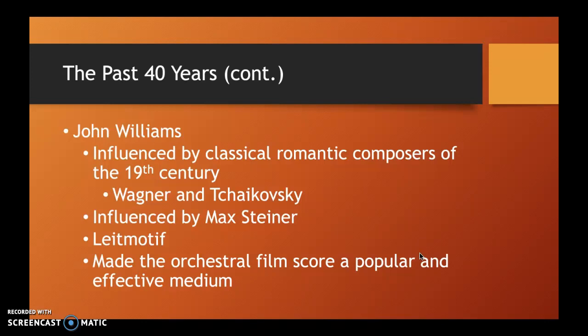John Williams was influenced by classical romantic composers of the 19th century, such as Wagner and Tchaikovsky. If you listen closely to a lot of John Williams film scores, you can hear a lot of Wagner and Tchaikovsky in there, not exactly copying them, but more or less quoting some of the techniques that they use in terms of orchestration and how they used woodwinds and brass instruments. He was also really influenced by Max Steiner and used the leitmotif a lot in his film scores. This made the orchestral film score a popular and effective medium throughout the film industry, and basically made it okay to have just orchestral music as part of the soundtrack.